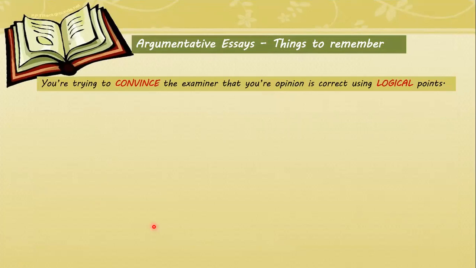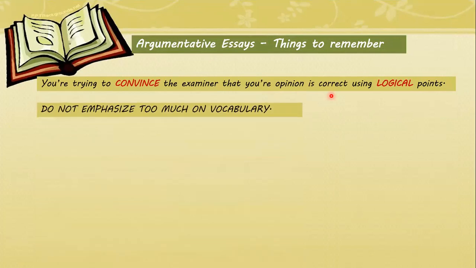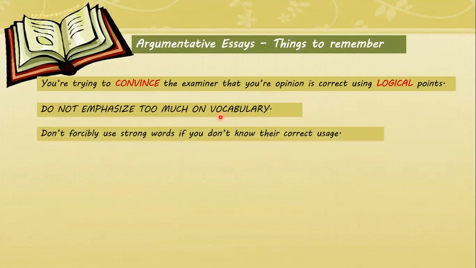Now, some important points to remember: you are trying to convince the examiner that your point is correct. So please come up with logical, solid points. If you are giving 3 to 4 reasons, they should be logical, solid, and convincing. You should not emphasize too much on vocabulary, and please, if you don't know any word, don't use it. Don't try to use a strong word if you have no idea how to use it, because it casts a negative impression on the examiner if you are needlessly and wrongly using some strong word.